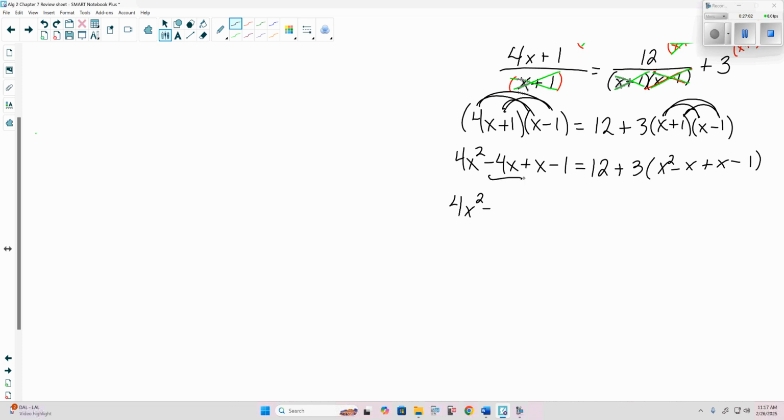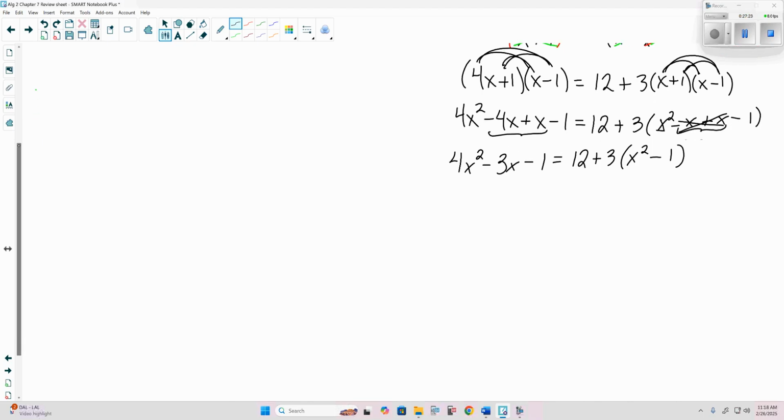Now our negative 4x plus x is going to be negative 3x. On the right-hand side, our x squared doesn't have any like terms, but our negative x plus x would be 0, giving us x squared minus 1. Now, before we can start getting everything on the same side, we are going to have to distribute in 3. 3 times x squared is going to give us plus 3x squared. 3 times negative 1 is negative 3.